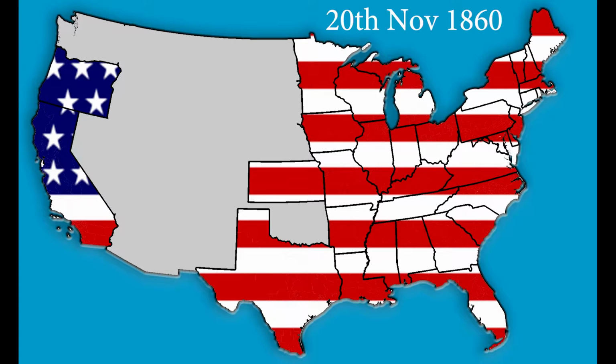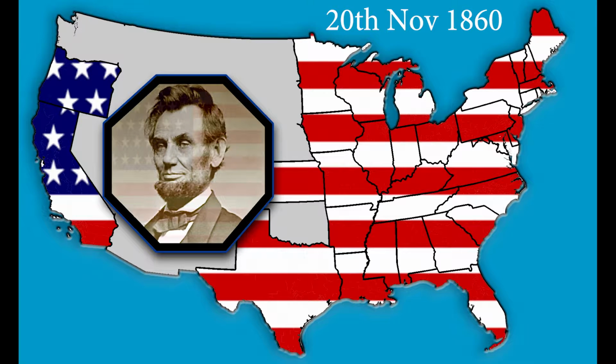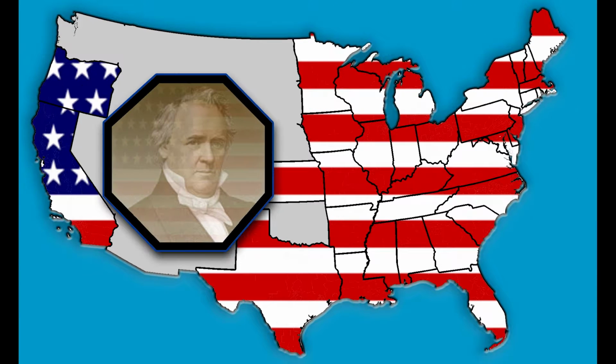The date is the 20th of November 1860. Presidential candidate Abraham Lincoln has been declared the winner of the presidential election. Outgoing President James Buchanan gives his last State of the Union address to Congress on December 3rd, 1860. His speech forewarns of the dangers to come, giving Northerners and Southerners alike mixed messages.